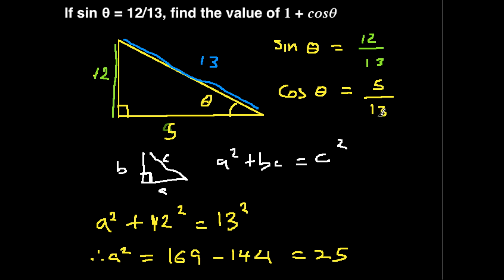Again, if you ask yourself how I knew that cosine is equal to adjacent over hypotenuse, then again look at the trigonometric identities, or take one of our full courses on trigonometry and you'll understand where all these concepts come from. But now we know the actual value for cosine, and we're asked to find 1 plus cosine of theta.